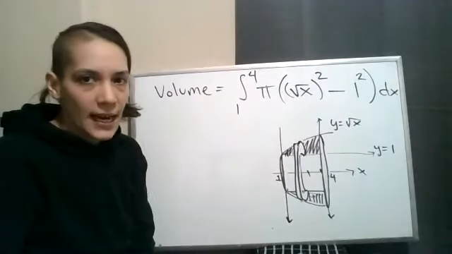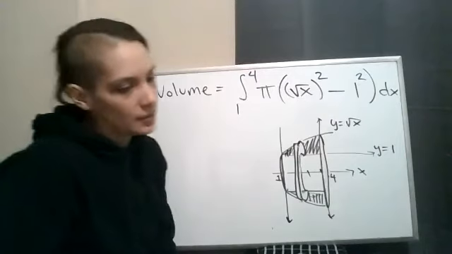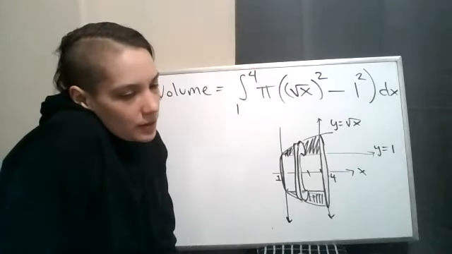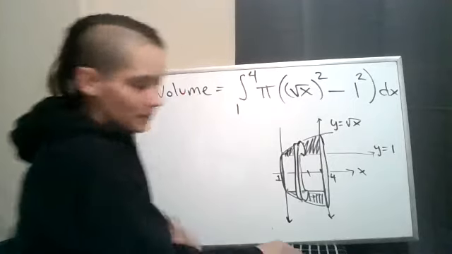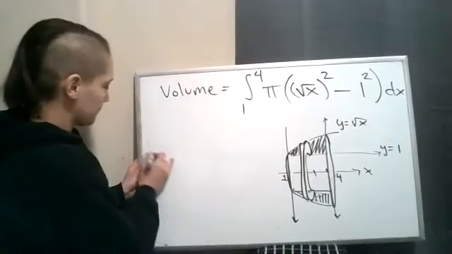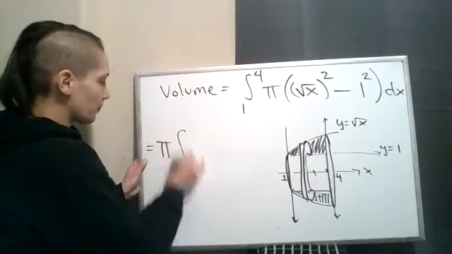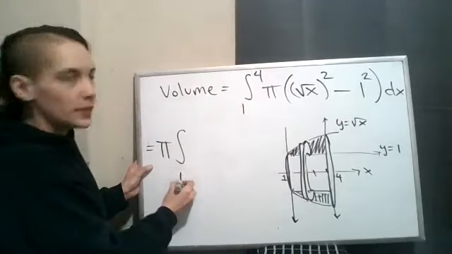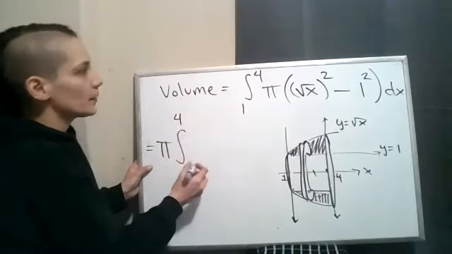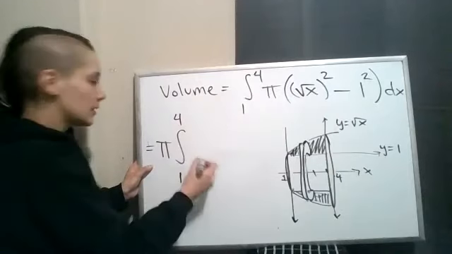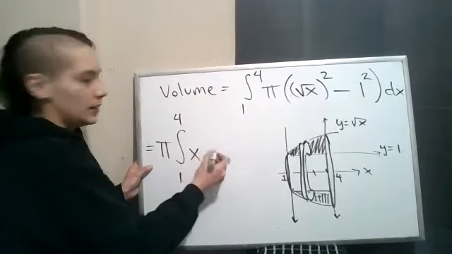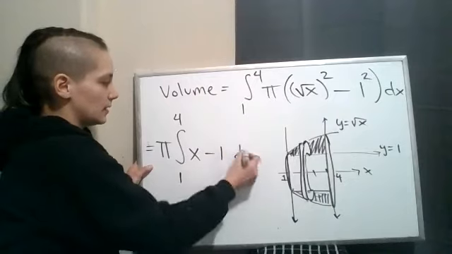So let's see, I have pi times, well, actually I have a... nope, never mind, I'm mumbling. It's pi times the integral from 1 to 4 of x minus 1 dx.